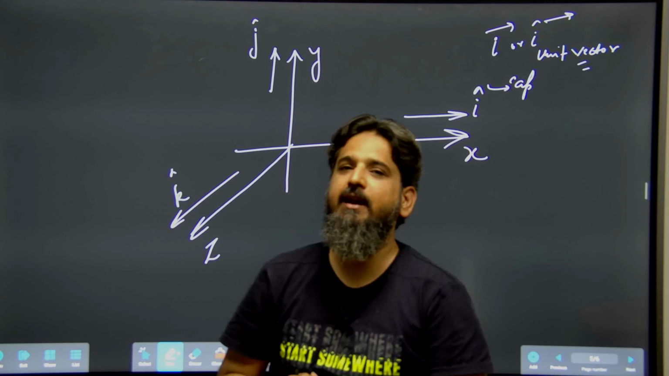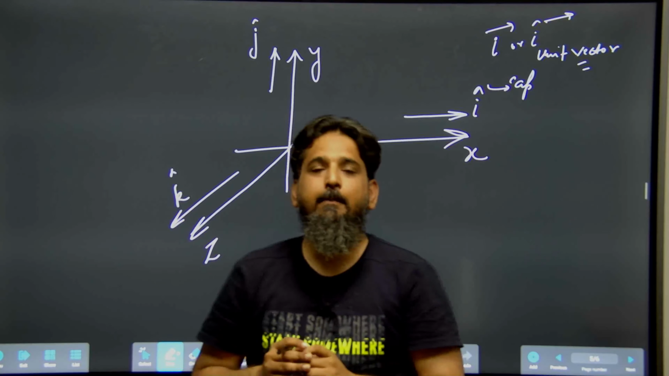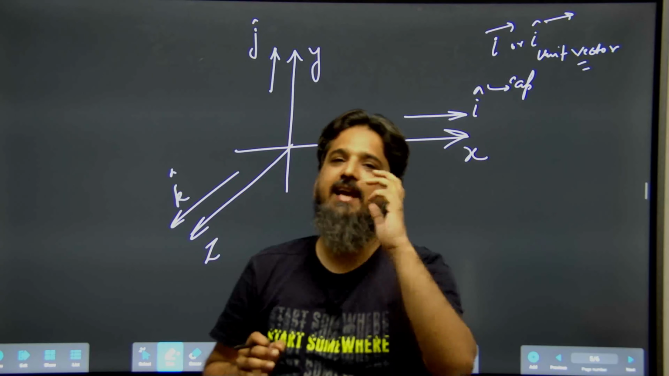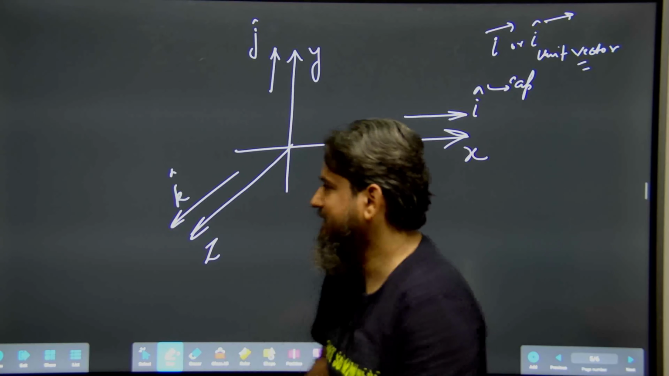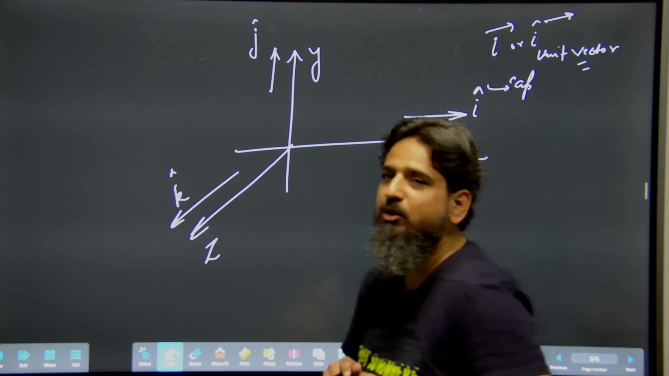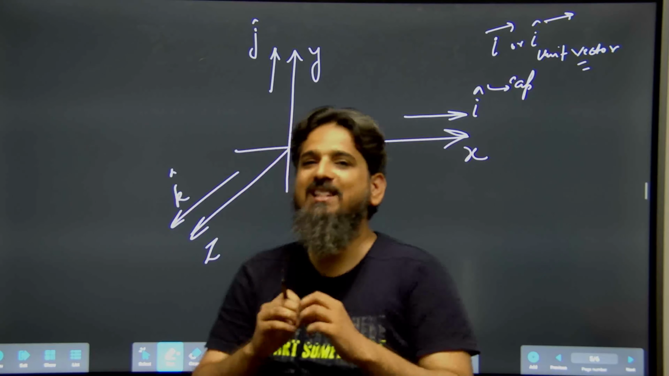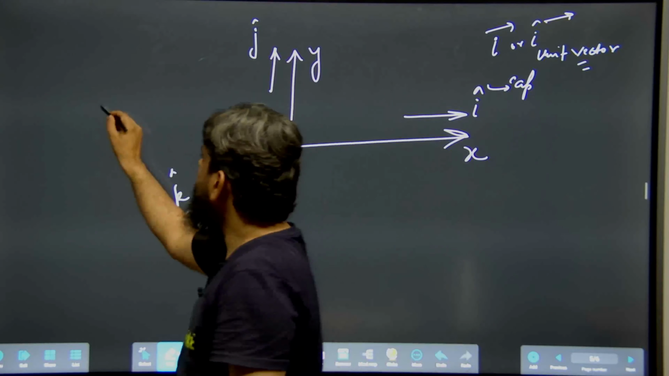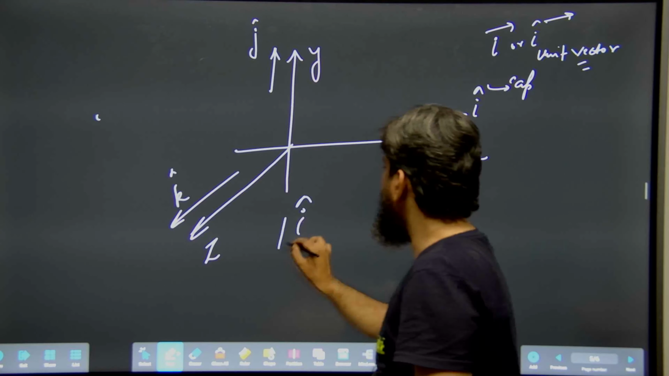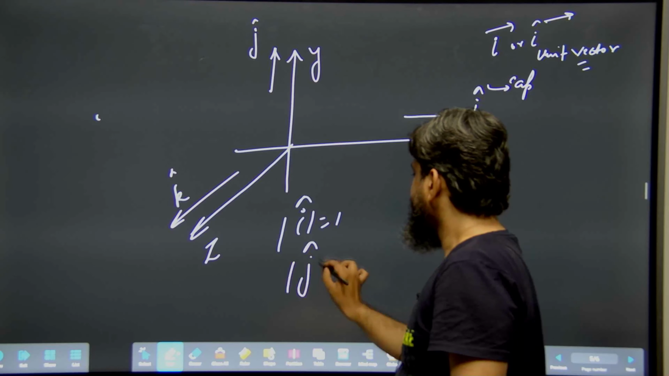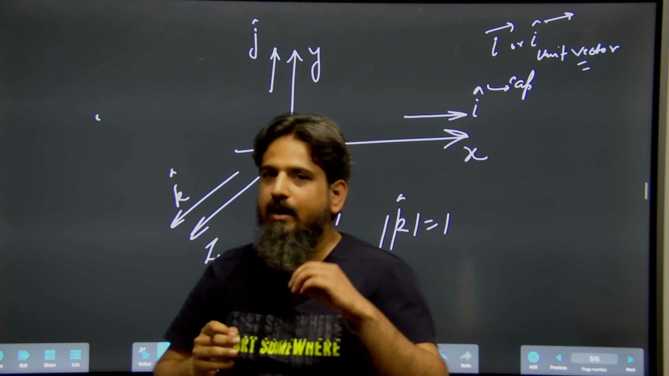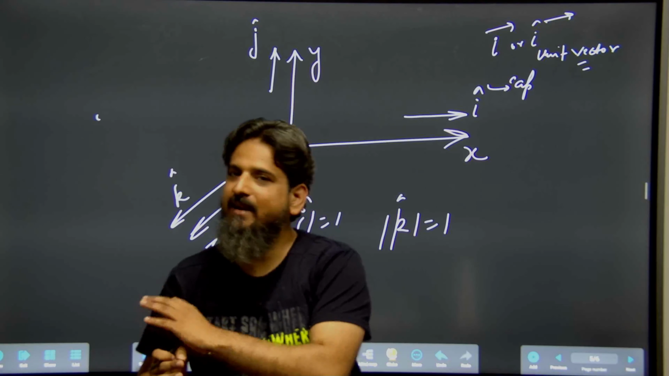K cap is a unit vector whose magnitude is 1, but it represents a direction. Which direction? It represents the positive z-axis. One more thing we can note down in your notebook: all these three, I cap, J cap and K cap, are unit vectors, so their magnitude is going to be 1. We have to remember this I cap, J cap and K cap.